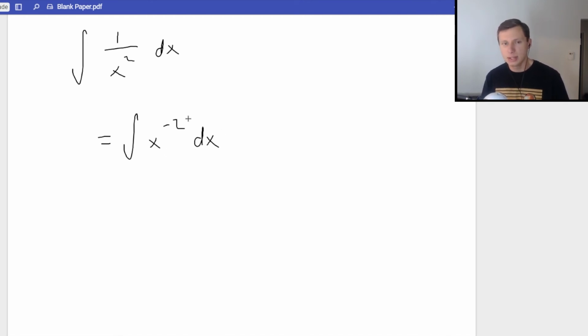Some people will say, well, we all know we're adding 1, so x to the negative third power. Those people are fools. They're not paying attention. Negative 2 plus 1 is minus 1. And then we divide again by minus 1 plus c.